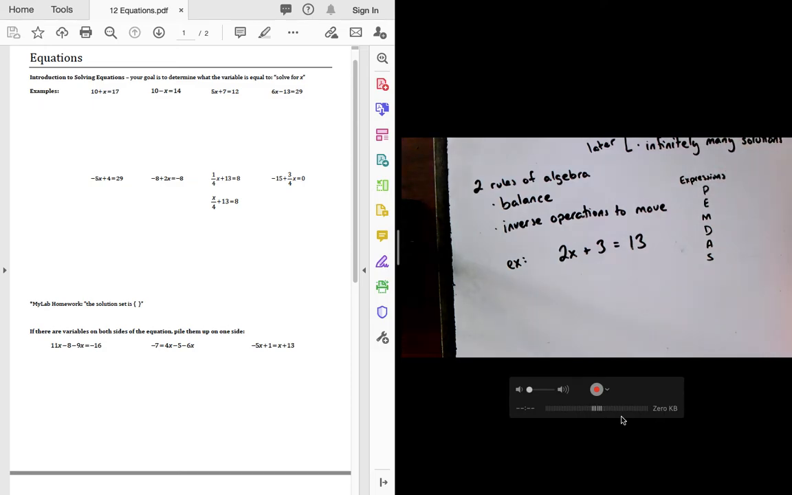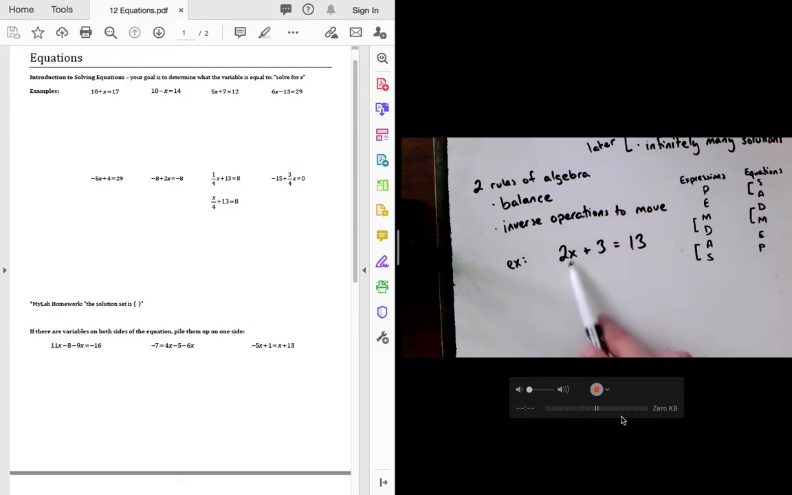However, when we want to solve an equation, what we're doing is we're whittling those pieces away from x. And so really what we're doing is the order of operations in reverse. SADMEP. Keeping in mind that multiplication and division are on the same level, as well as addition and subtraction on the same level. And so really when we're solving equations, we're looking at what pieces are working with x.